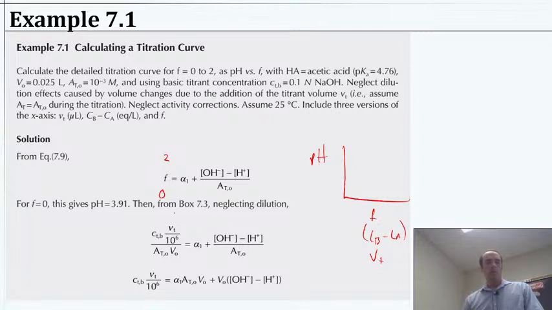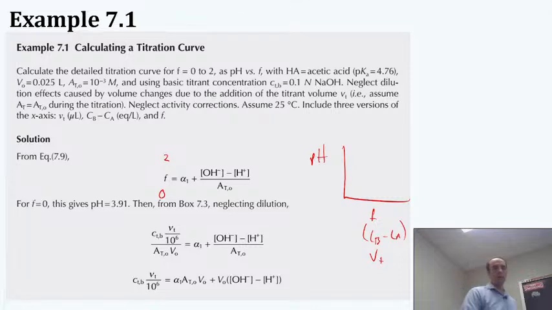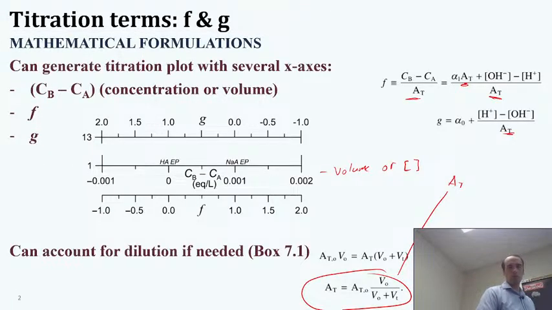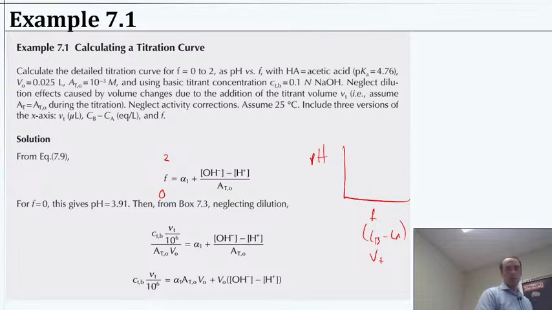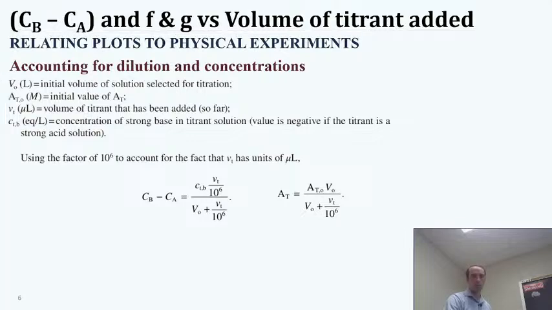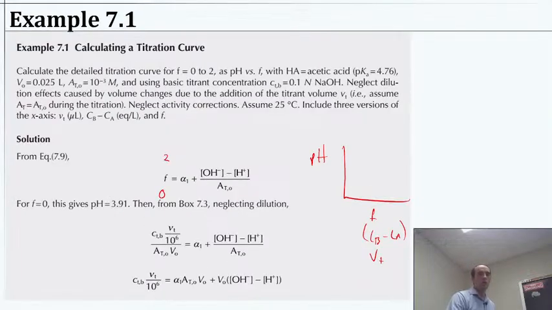Let's see. Okay, then we get from box 7.3. Okay, this is calculating, and I think I have it next actually. This is just calculating the volume we're adding. So what we're going to do here is say, what volume of titrant are we adding?